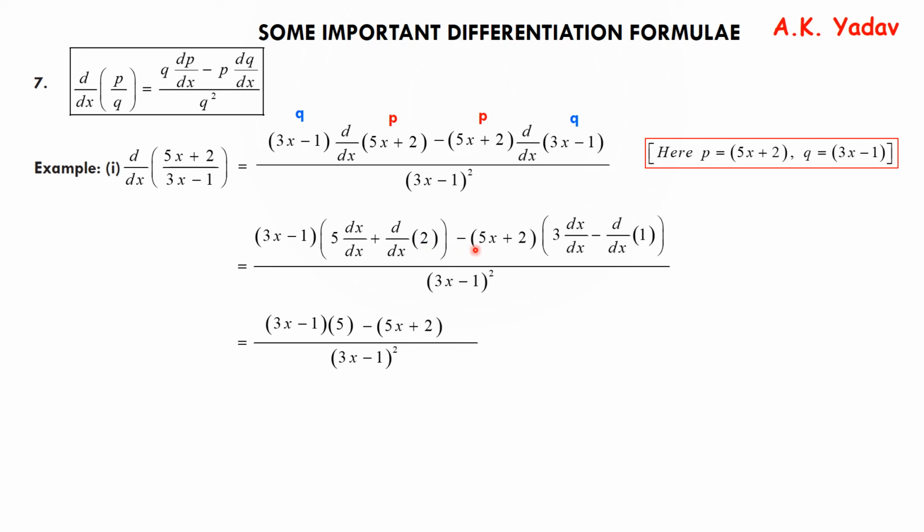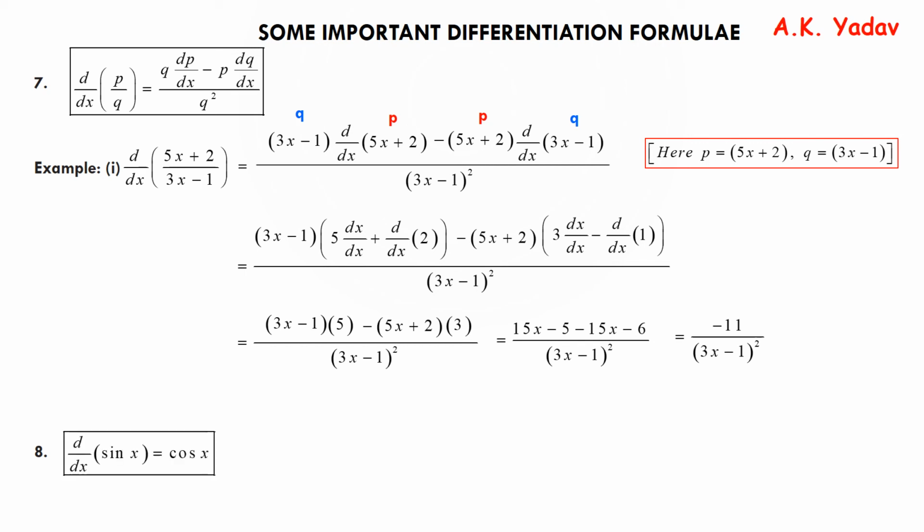minus of 5x plus 2. Here again I will get dx by dx as 1 and d by dx of 1 as 0. So this is what I get, 3. On solving, we get minus of 11 upon 3x minus 1 whole square.